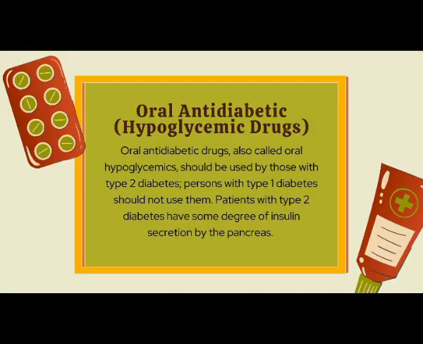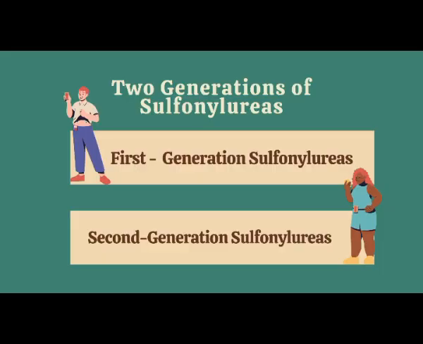Oral antidiabetic drugs or hypoglycemic drugs should be used by those with type 2 diabetes. Persons with type 1 diabetes should not use them. Patients with type 2 diabetes should have some degree of insulin secretion by the pancreas. So let's discuss two generations of sulfonylureas, the first generation and the second generation.